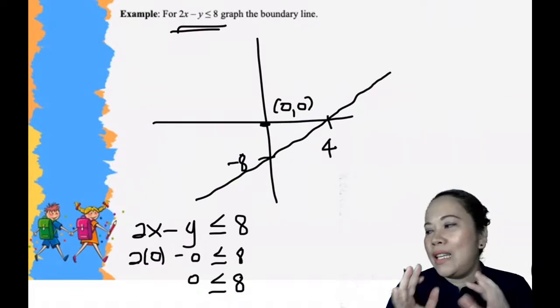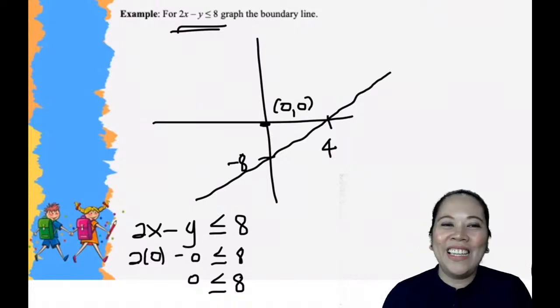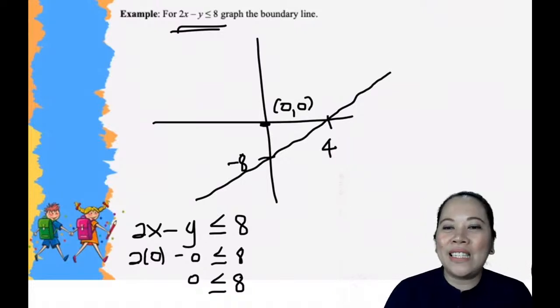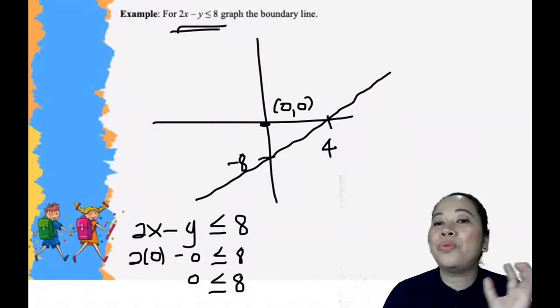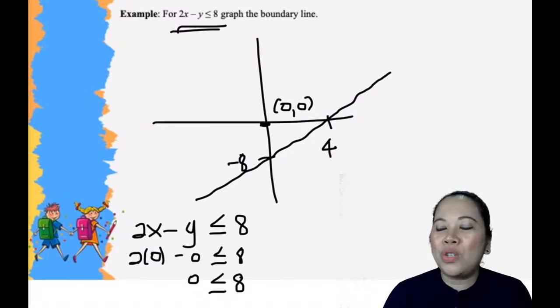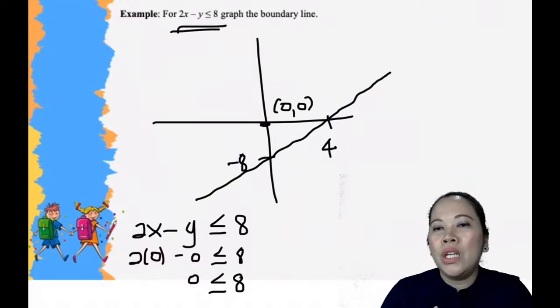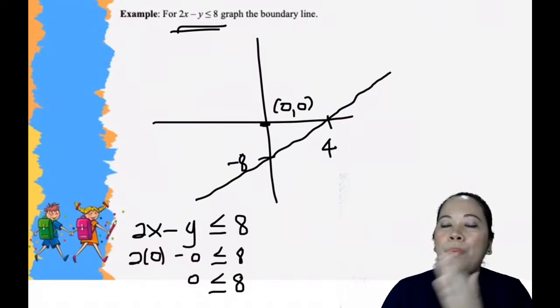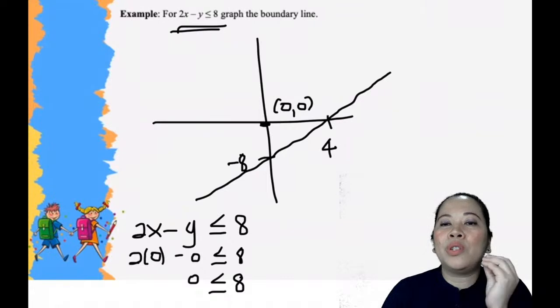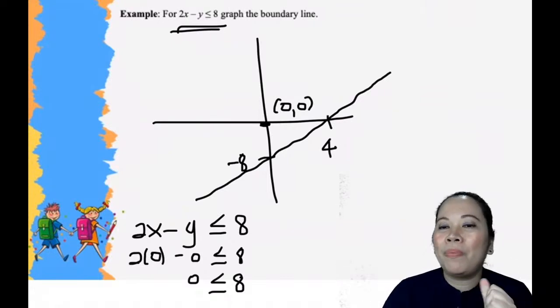Please type your answer, yes or no. Is 0 less than 8? The way for you to shade, or which part of the plane you would shade, is either on top or below. To know which part of the plane to shade, you have to get a test point, and the easiest test point is 0, 0. So is 0 less than 8?